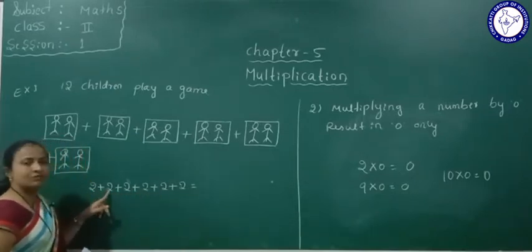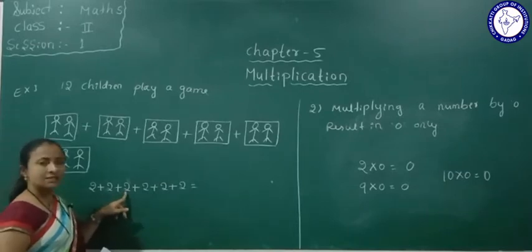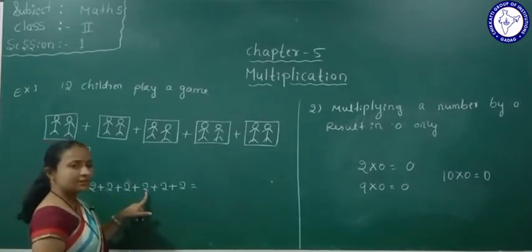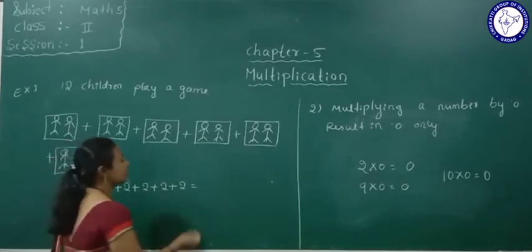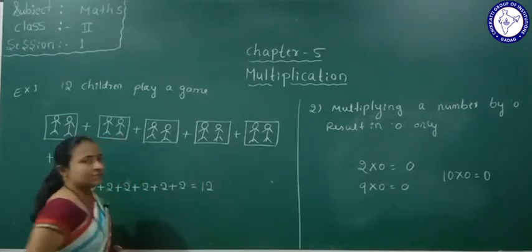2 plus 2 is 4. 4 plus 2 is 6. 6 plus 2 is 8. 8 plus 2 is 10. 10 plus 2 is how much? 12. There are 12 children.